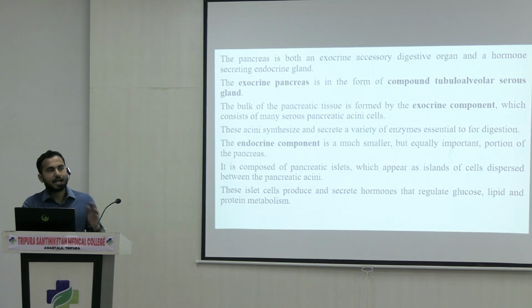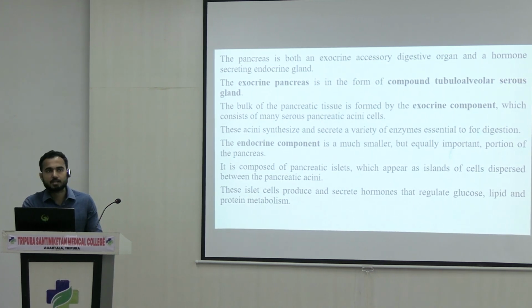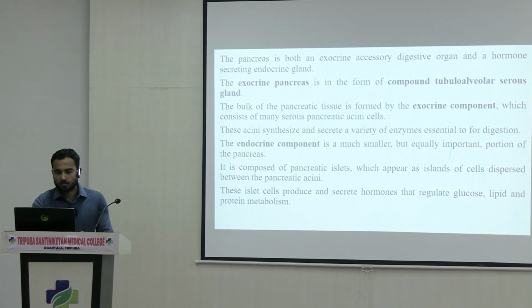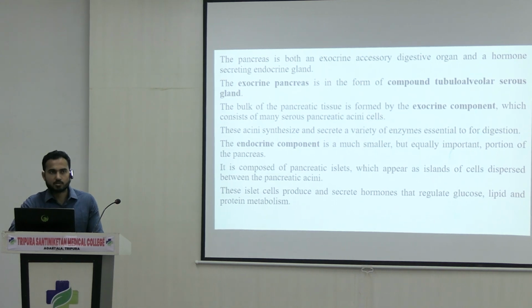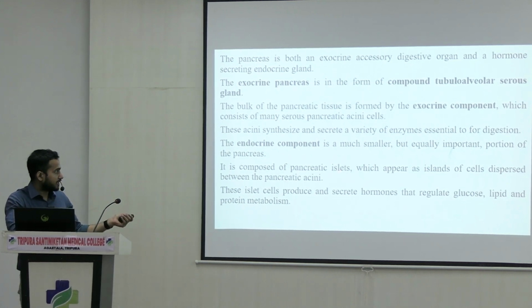Okay, and if you see the pancreatic islets, what is present in them? Particular cells which are producing hormones. Now, the exocrine component is important because it helps in digestion. As I said, it is made up of pancreatic acini, and inside the acini, acinar cells are present. Next, if you see the endocrine component, it is much smaller as compared to the exocrine one, and the endocrine part is mainly made up of pancreatic islets.